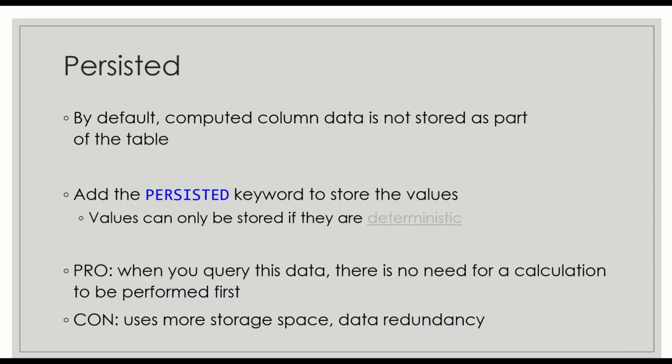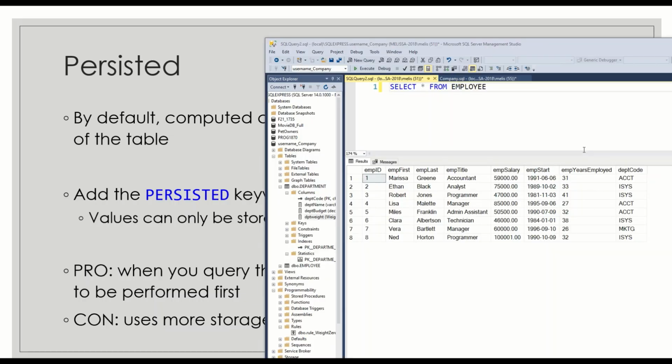I'll show an example. Let's say, for example, we wanted to create a computed column that shows the employee's full name. So I'm going to perform an alter statement on our existing employee table that creates a computed column generating a string, a combination between emp first and emp last. I'll pause the video while I type.